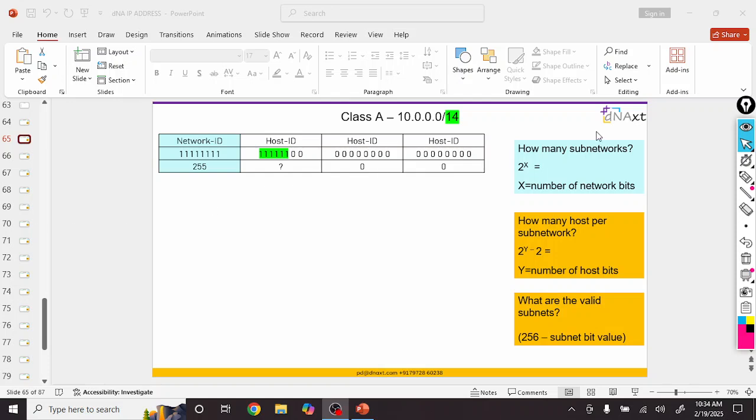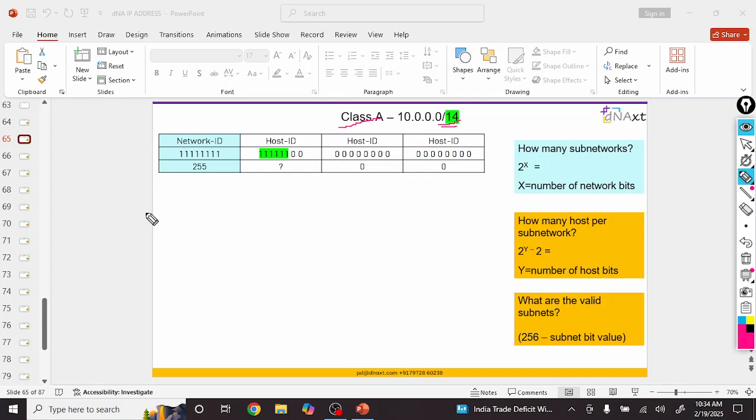Welcome to dNAxt. We are discussing class A subnetting, and in this video we'll be talking about slash 14. Slash 14 means 14 bits are assigned to your network. Since we are talking about class A, 8 bits are the default network bits and the remaining 6 bits that we have highlighted with green are your subnetwork bits, and the remaining 8 plus 8 is 16, and 17, 18, so 18 bits are your host bits in the slash 14 scenario.